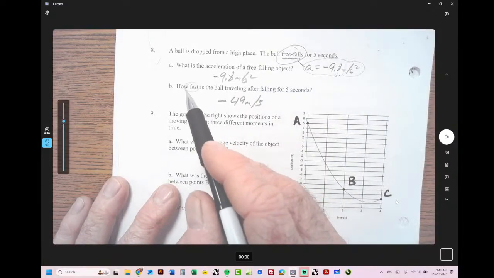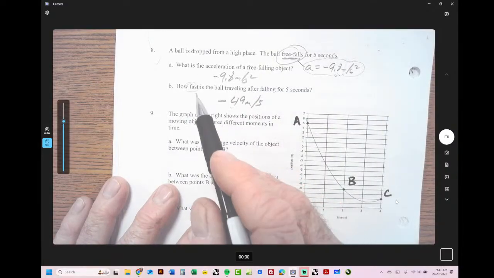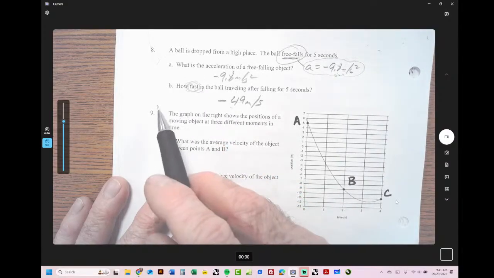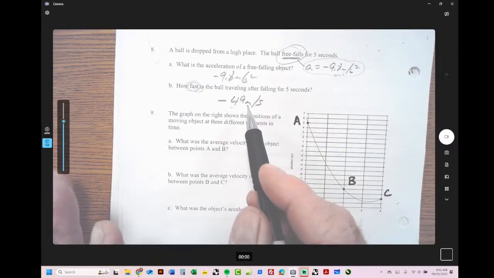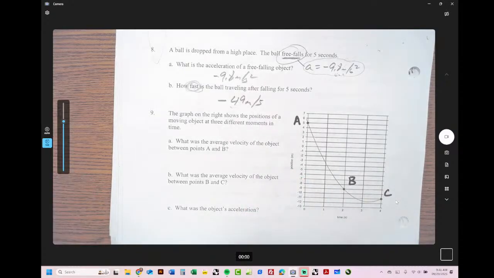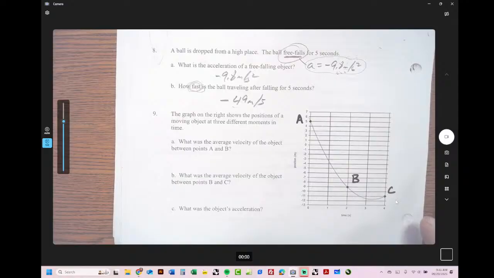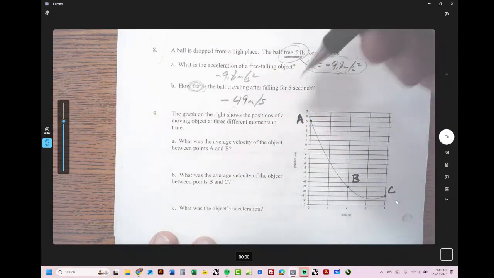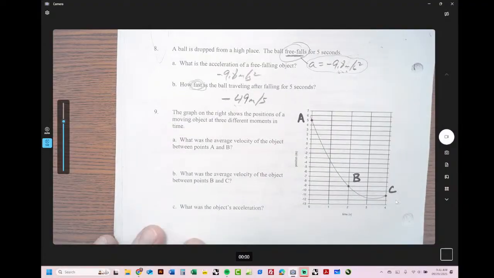Really, though, I'm fine with this answer, but if you're asked how fast, is that asking for velocity or speed? I would say 49 would answer somebody's question better. If you say -49, they'll look at you twice. But -49 is the velocity because it's going down. 49 would be the speed.